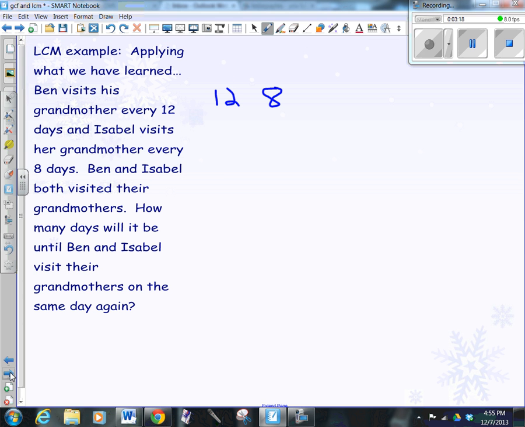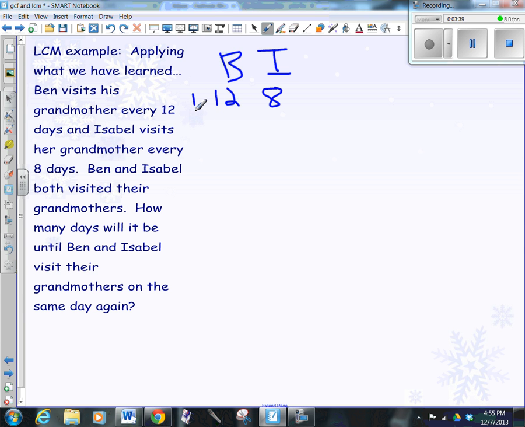So if we're looking at this problem, we've got Ben who goes to his grandmother's house every 12 days, and Isabel who goes to her grandmother's house every 8 days. They both just visited their grandmothers, so the question is how many days will it be until they visit their grandmothers again on the same day? So when you're talking about multiples, you list your multiplication table.